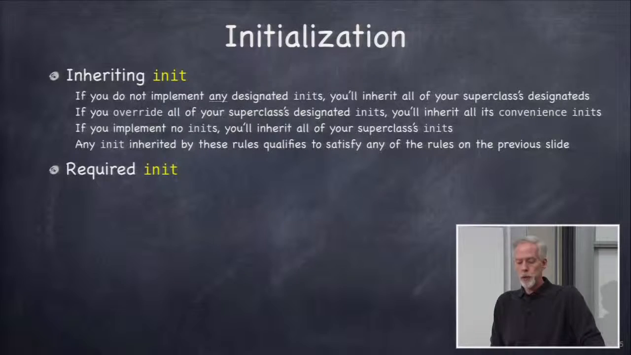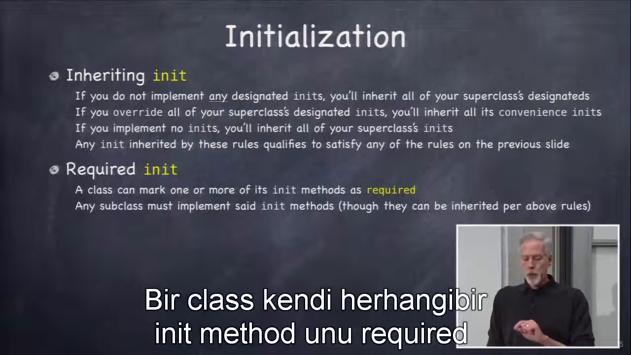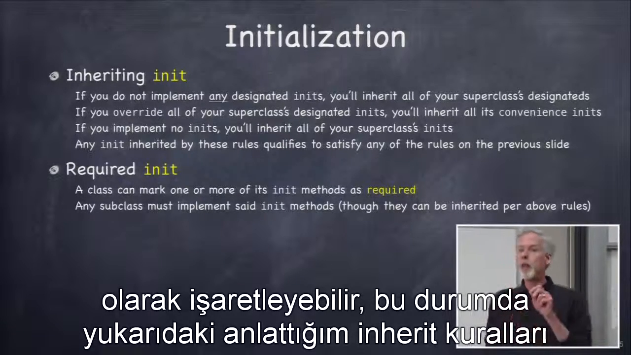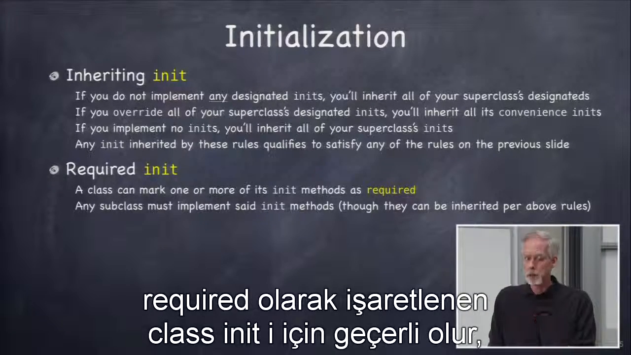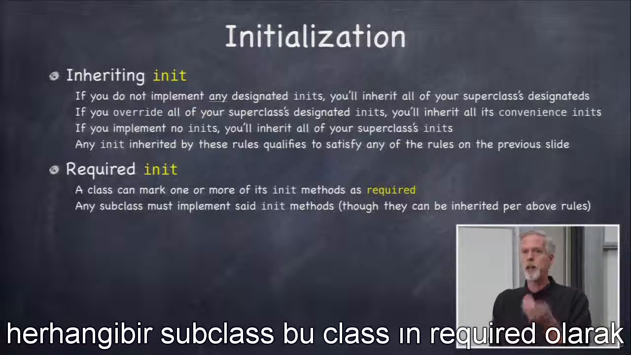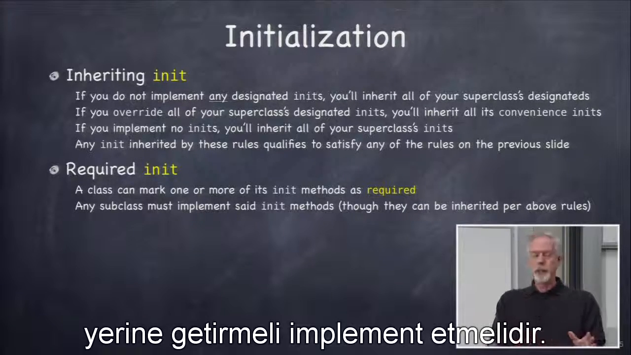It is possible to have what's called a required init. You just put required on it, and if you put required, it means that subclasses must implement it. It is required. Now, they can inherit it by the rules above. In other words, if they don't implement any designated initializers, they'll inherit the required initializer. That's good. But if you implement any of the designated initializers, you must implement the required ones.